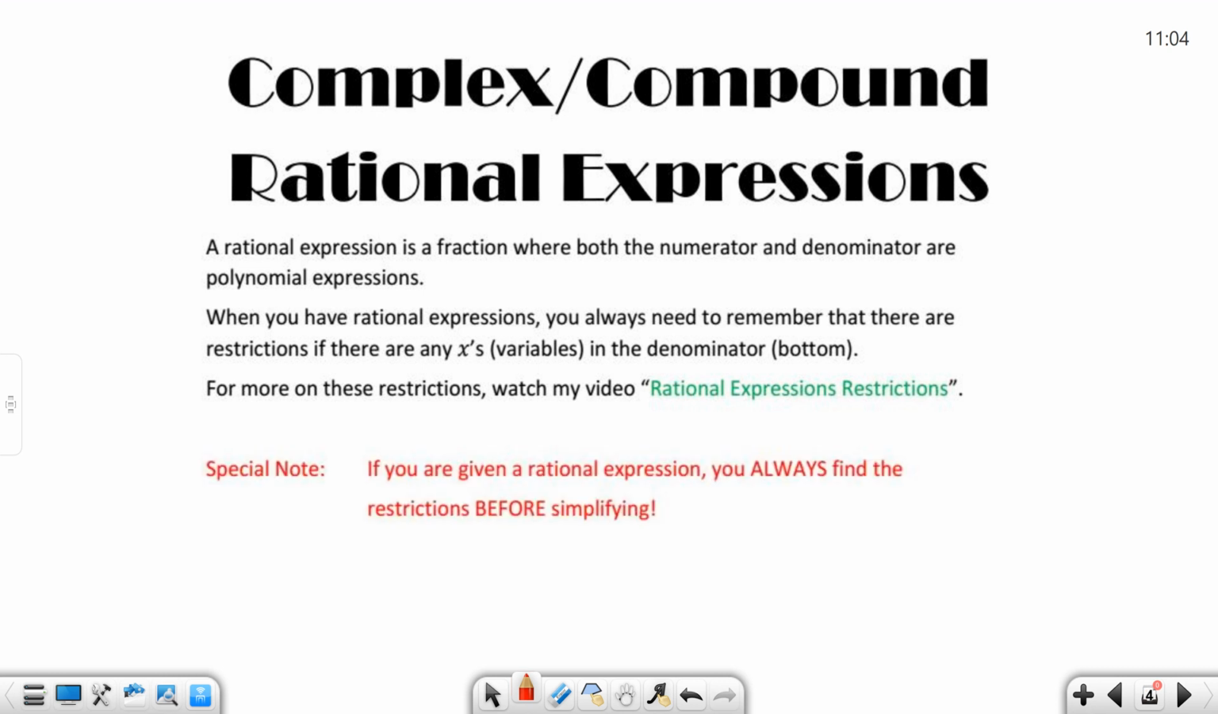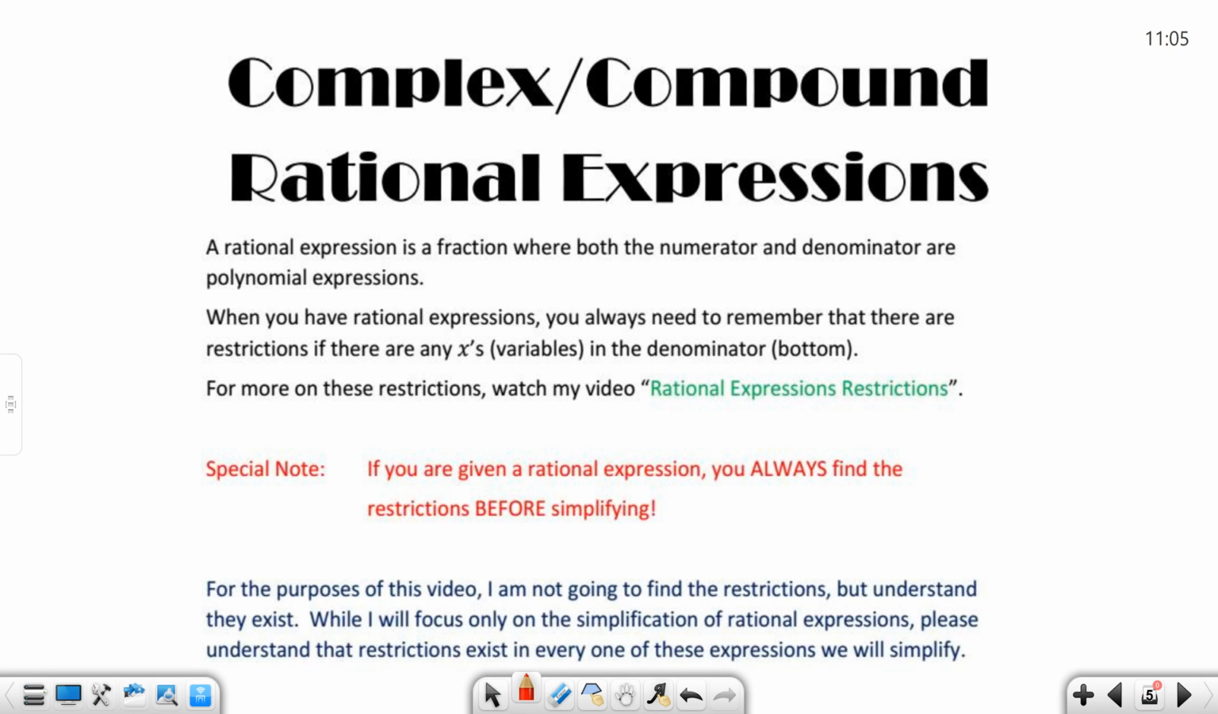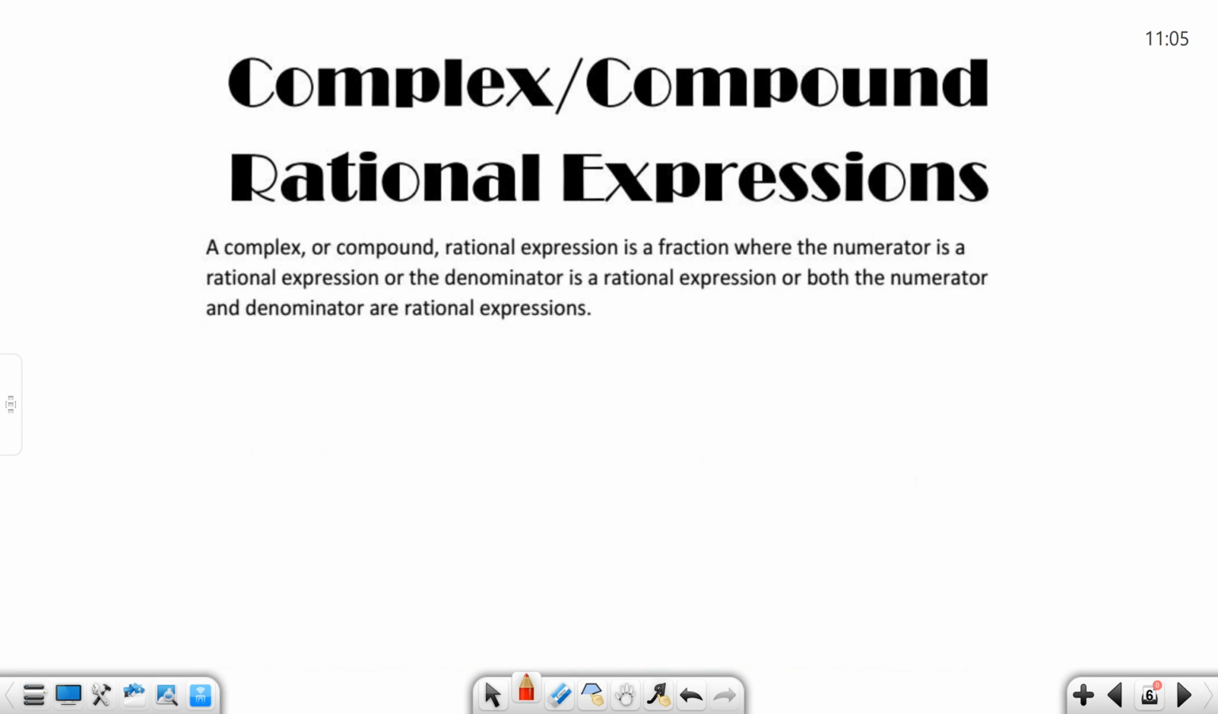All right, if you are given a rational expression, you always find the restrictions before you simplify. Always. Okay? And again, for purposes of this video, I'm not going to find the restrictions, but understand they exist, in all the ones that we're going to do here.